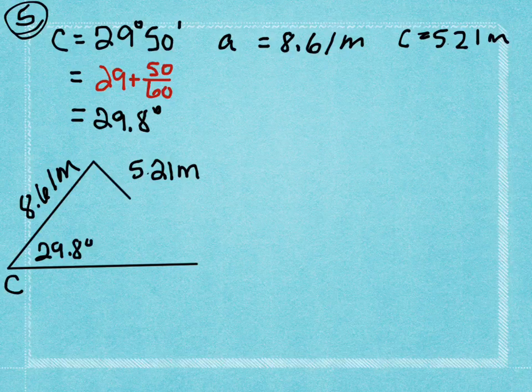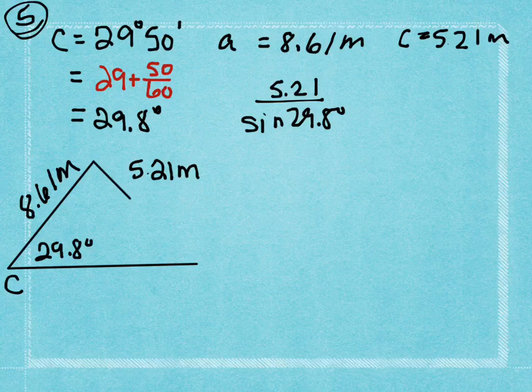All good? Everybody's going to set their triangles up like this, aren't you? It really will help because it won't give you the image that there's only one triangle when there isn't always only one. All right, so we're going to set up my equation. It's going to look like 5.21 over sine of 29.8 degrees equals 8.61 over sine of what? A, because this was side A.